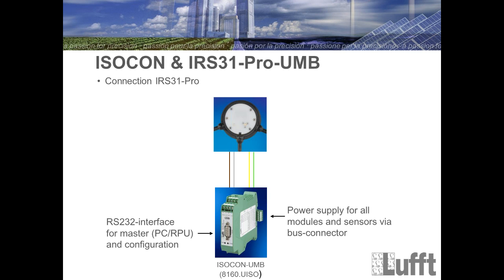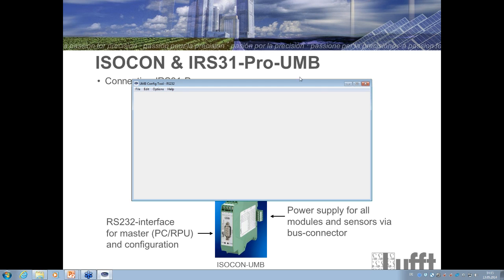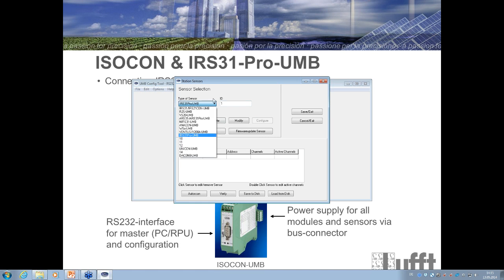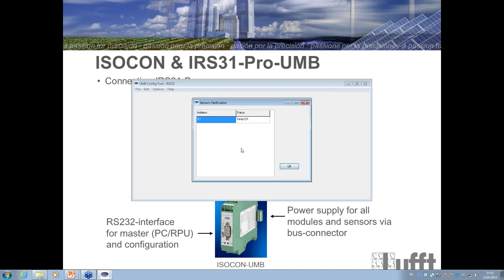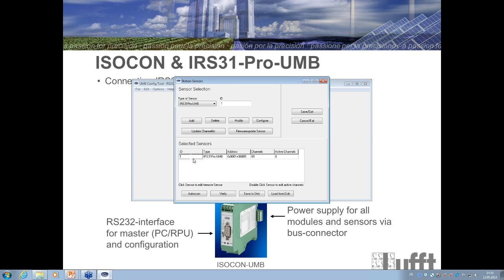Going back to the software, again we go to Edit, Sensors. We put the IRS31 Pro into the list again. We check if it's really there. Yes, it is there. And then you mark the sensor and you use the configure button here.